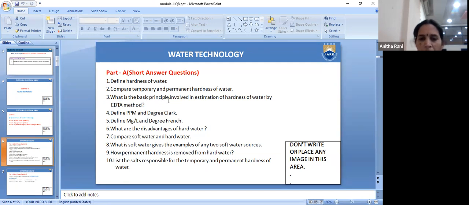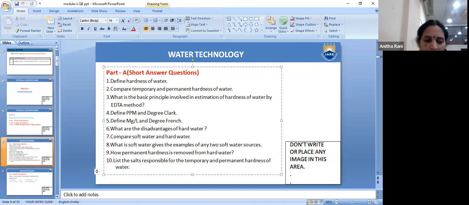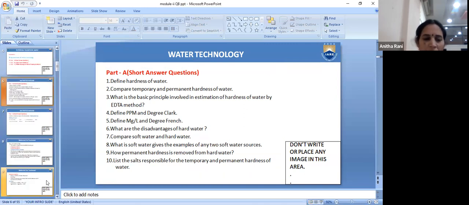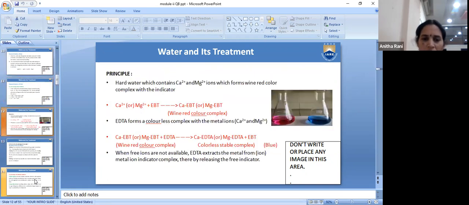Now students, what is the basic principle involved in estimation of hardness of water by EDTA method? Only the principle is asked. What is forming when you use chemicals like EDTA in hard water? What is the reaction taking place? Students, this is the principle. You take hard water. You want to remove the calcium and magnesium present in water by using the chemical EDTA. Now tell me, what is the principle?